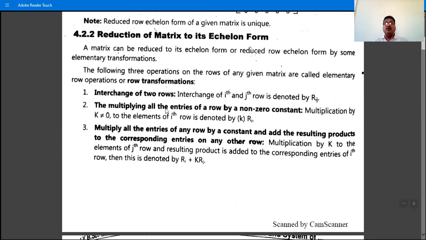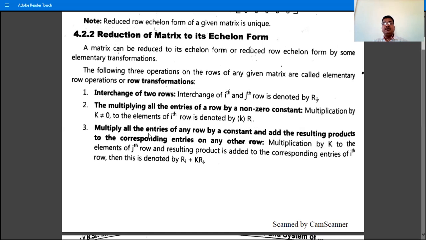Then, multiply all the entries of a row by a non-zero element. That is, we can multiply any row by any element, kRi. This is the operation, and this is the notation to denote the multiplication by k. Multiply any row by k, any non-zero element, that is, k is not equal to 0. So any non-zero element, it may be negative or positive. We can multiply any row by any element. So this is the notation for that, kRi. Write k in brackets or write just kRi. That is, multiply the ith row by k.